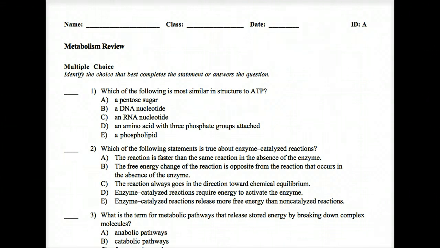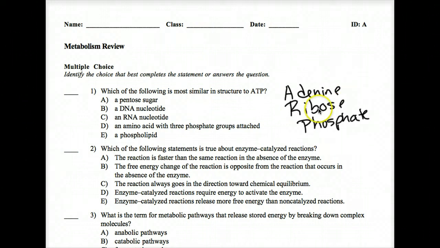Which of the following is most similar in structure to ATP? ATP stands for adenosine triphosphate. That's an adenine, a ribose sugar, and a phosphate. The adenine and the ribose together make adenosine, and a pentose sugar can be ribose. A DNA nucleotide can have an adenine in it. An RNA molecule definitely has a ribose and can have adenine in it, and it also is going to have phosphates, because the phosphates and the sugars actually make up the backbone of a nucleic acid.